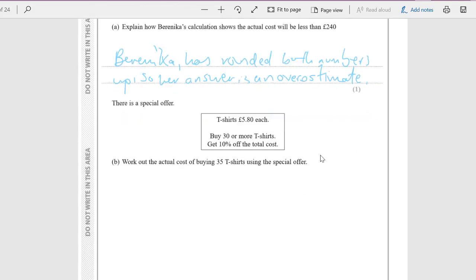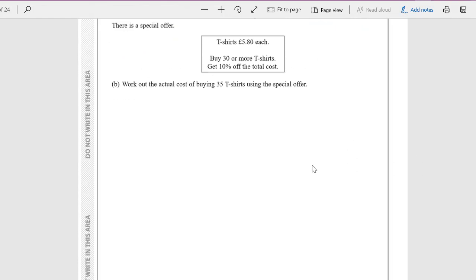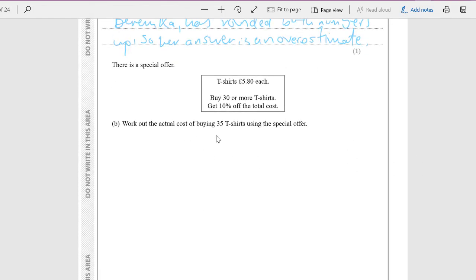Okay, so there's a special offer, and it says work out the actual cost of buying 35 t-shirts using the special offer. Each t-shirt is £5.80. Buy 30 or more t-shirts to get 10% off the total. Right, so we will say 35 times £5.80, and we know that this equals, using our calculator, 203.